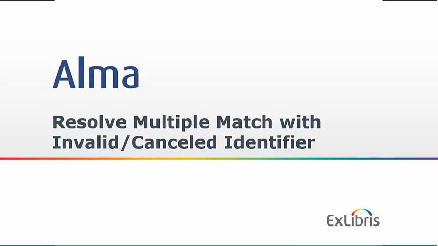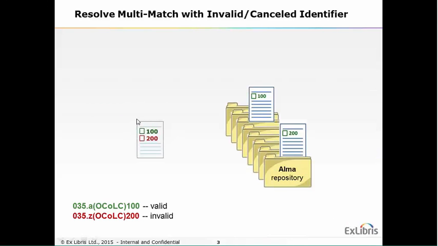Resolve multiple match with invalid or cancelled identifier. So this story relates to import profiles, and we have the following scenario. I'm trying to import into Alma a record that has, in the 035 identifier field, subfield A with a valid identifier, and subfield Z with an invalid or old identifier.